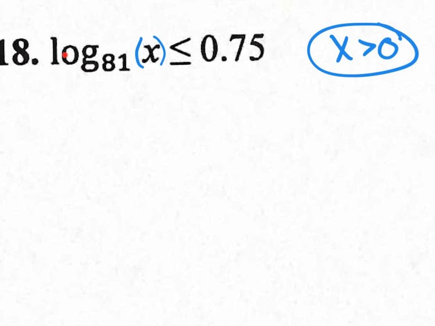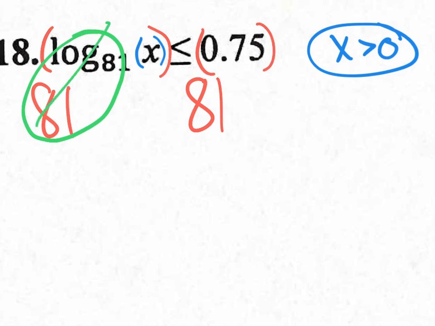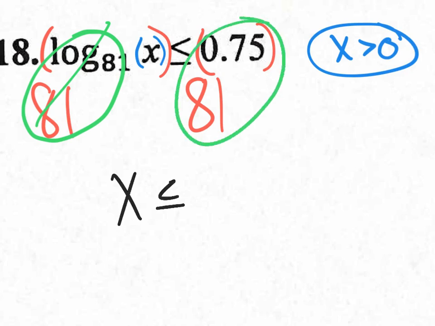So if I have log base 81 and I want to get rid of a log base 81, what do I do? Make this whole thing become the power of base 81. And what you do to one side, you do to the other side. Make that whole 0.75 become the power of base 81. That way, when you have 81 to the log base 81, that eliminates. And what do we have left? We have a nice, beautiful x, bring down the inequality. And over here we have 81 to the power of 0.75. Now that will not eliminate, but if you do that on the calculator, you will get 27.